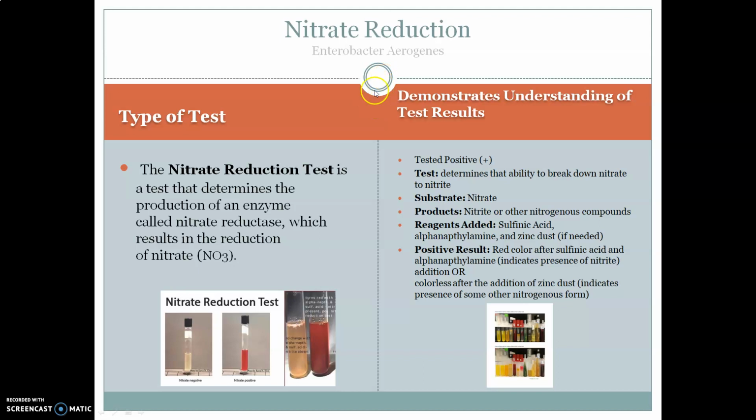The next test I looked at was the nitrate reduction test. This test determines the production of an enzyme called nitrate reductase, which results in the reduction of nitrate. My unknown tested positive for this. The substrate is nitrate, and the product is nitrite or other nitrogenous compounds. The positive result shows a red color after adding sulfuric acid and, I apologize, I can't say that word, but alpha-naphthylamine. And if the result is a light color or colorless, and if you look at the bottom and see some dust or dirt, zinc has been added into it.